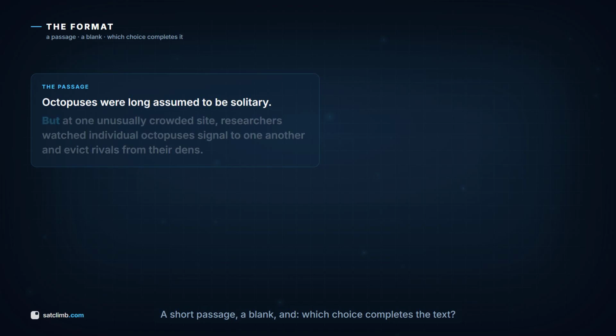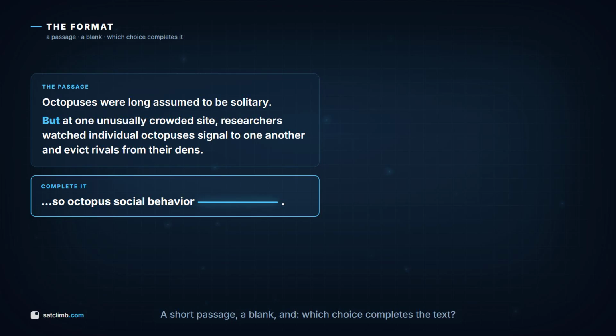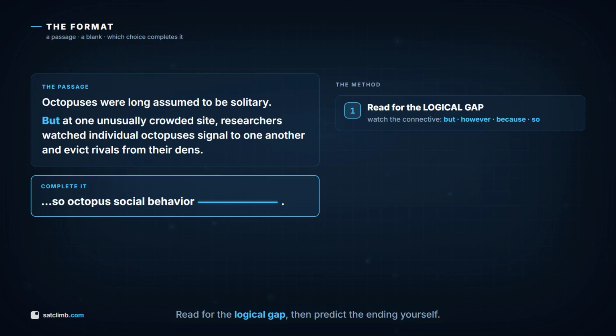Most inferences look like this: a short passage, then a blank, and the question which choice most logically completes the text. The move is to read for the logical gap, what the passage is building toward, then predict the ending yourself before you ever look at the choices.